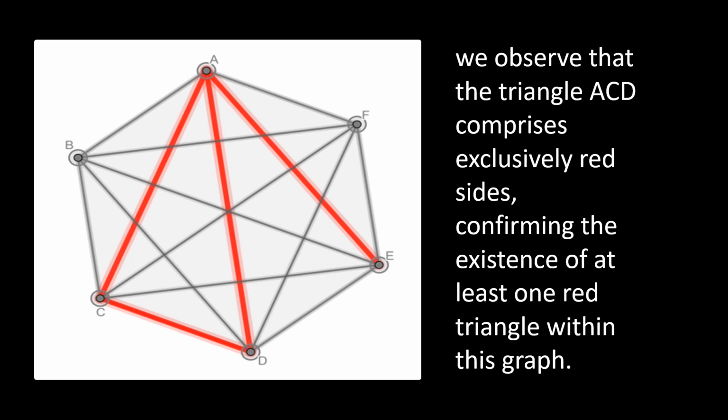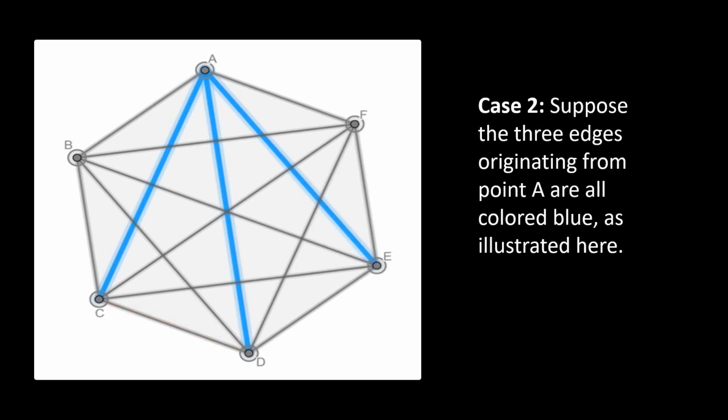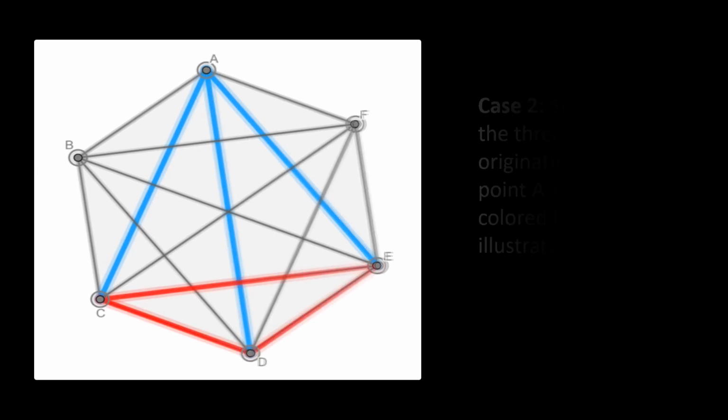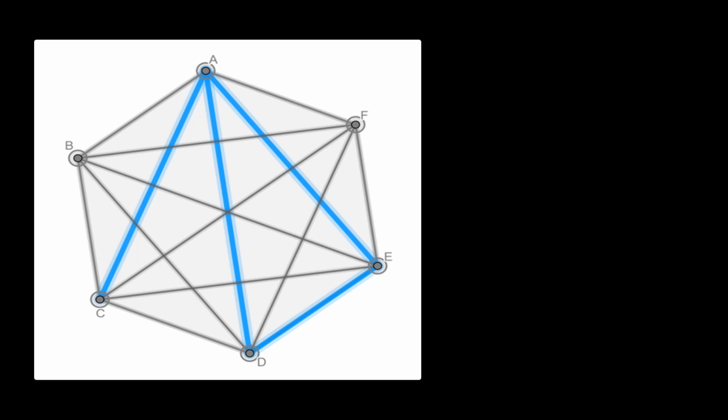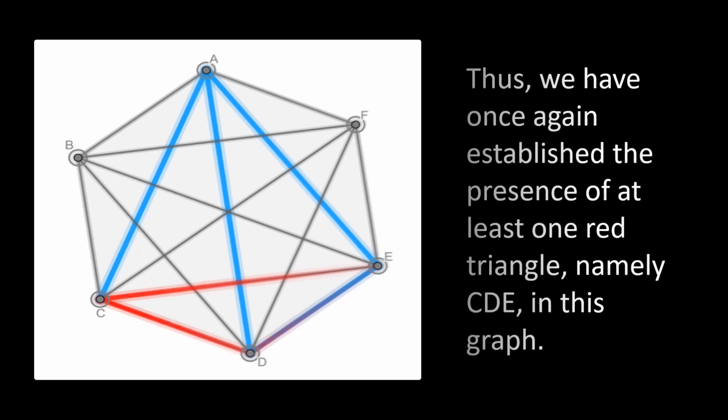within this graph. Case 2, suppose the 3 edges originating from point A are all colored blue, as illustrated here. In this situation, if we consider the triangle formed by the endpoints of these 3 blue edges, denoted as CDE, we can definitively state that all three sides of this triangle are red. This certainty arises from the fact that if any one of these three sides were to be blue, let's say side DE, we would encounter a contradiction where the points ADE form a blue triangle, which contradicts the puzzle's conditions. Thus, we have once again established the presence of at least one red triangle, namely CDE, in this graph.